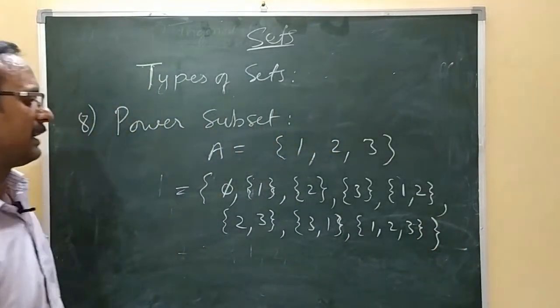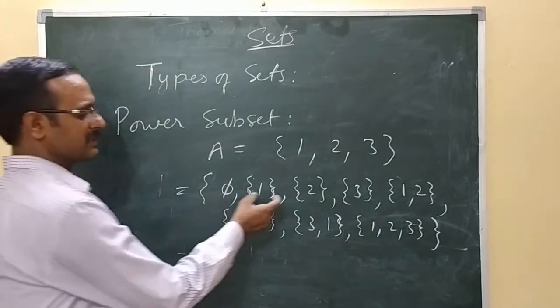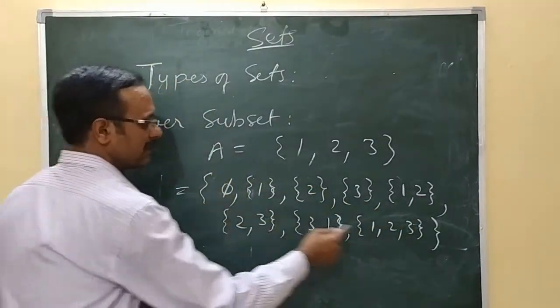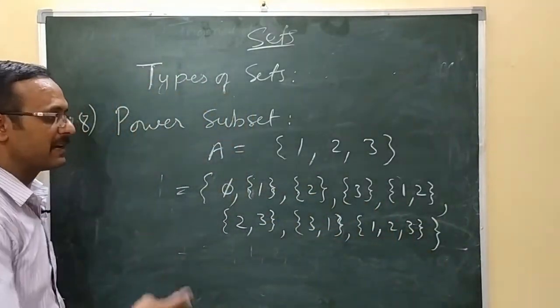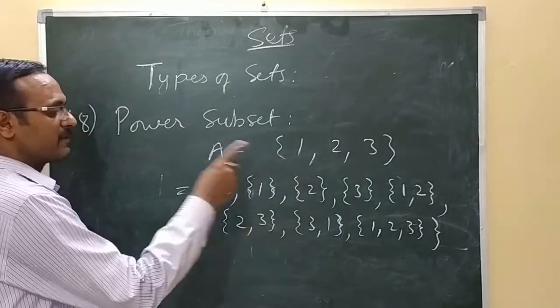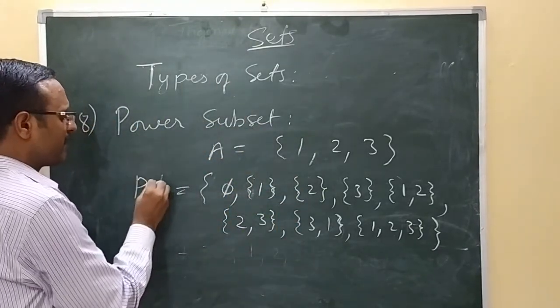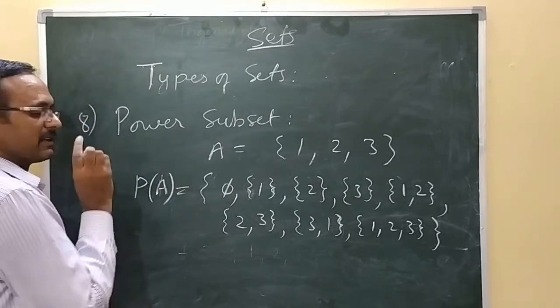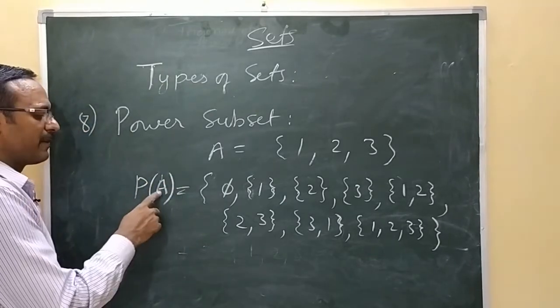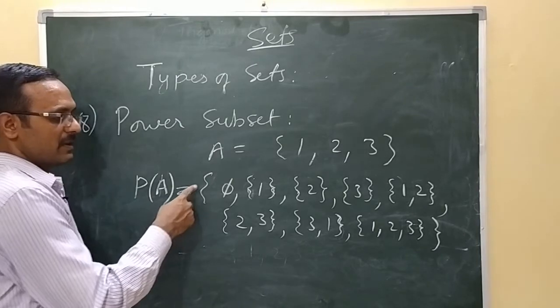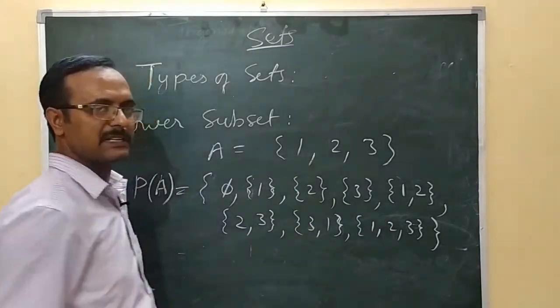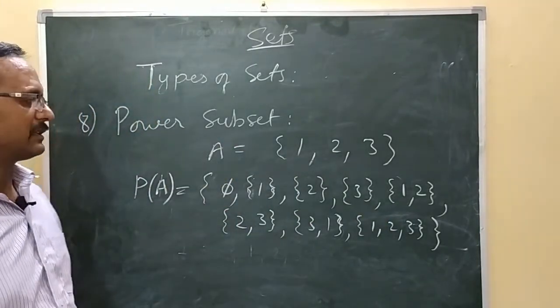So you can see that I have taken all the possible subsets in a single pair of curly braces, that is, I have made a new set. And this type of set which contains all the subsets of a given set is called the power set of the given set. So power set of A is equal to the set of all the possible subsets of set A. So this is a power set.